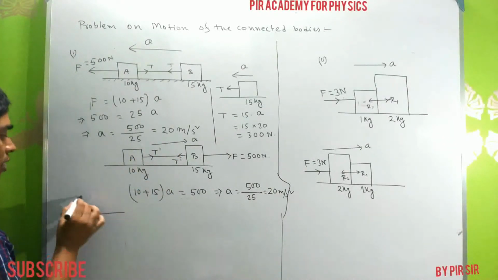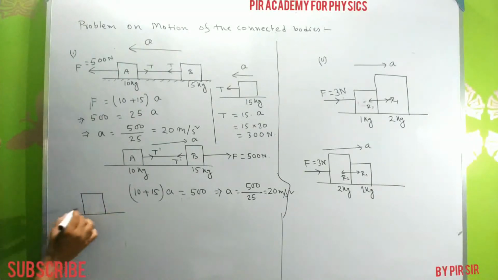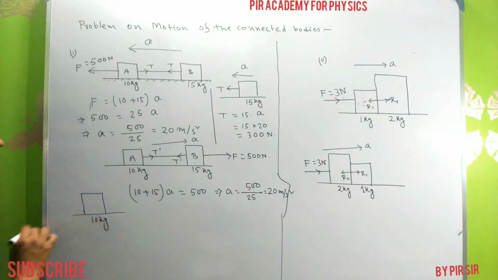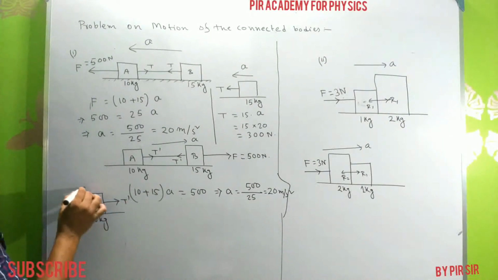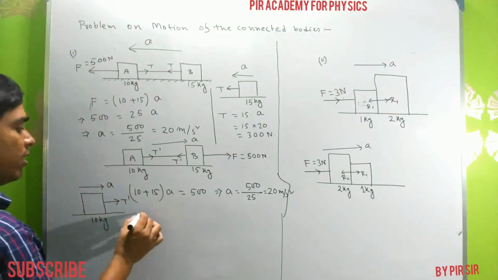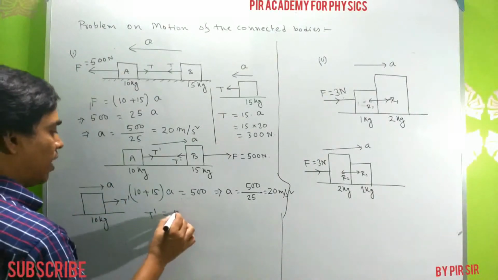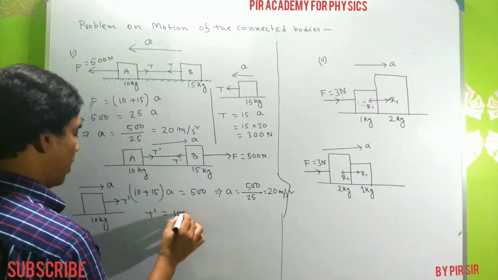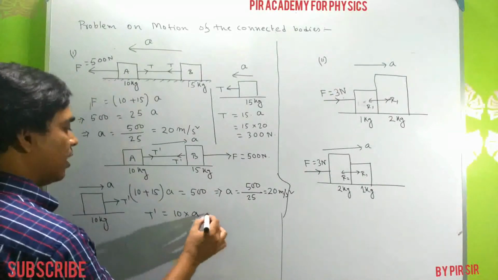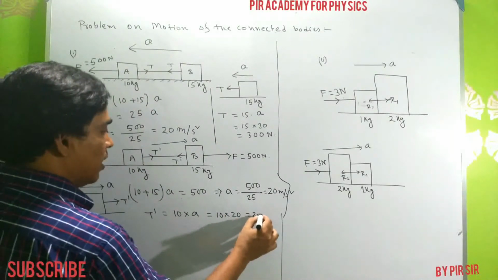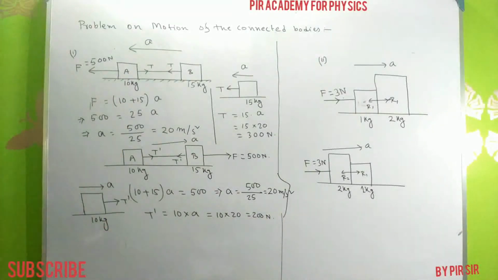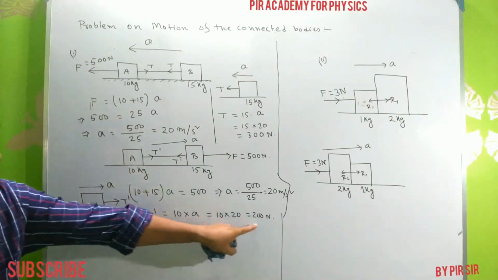For this you have to draw the free body diagram. That means the 10 kg mass. The force acting on this body is T dash. The acceleration of this body is A. That means T dash will be the mass of this body multiplied by the acceleration. Here the acceleration is 20, that means 200 newtons. You have easily calculated the two different cases of a problem. Here the tension is 200 newtons.